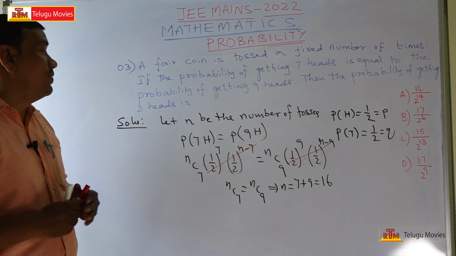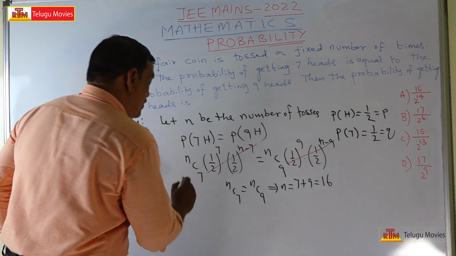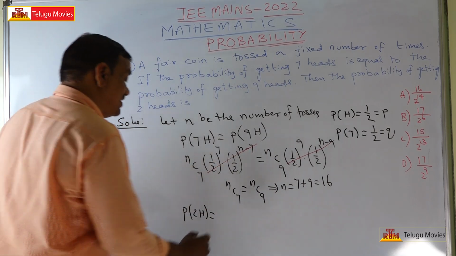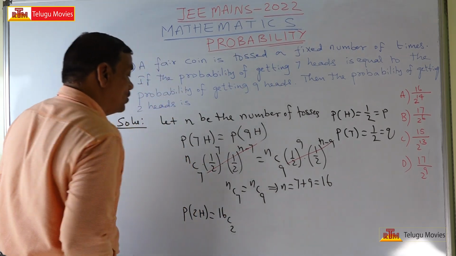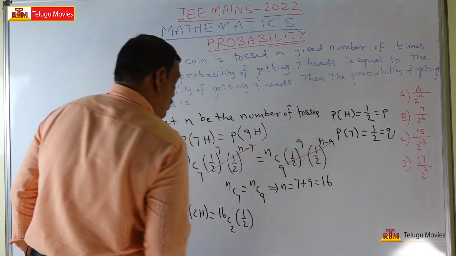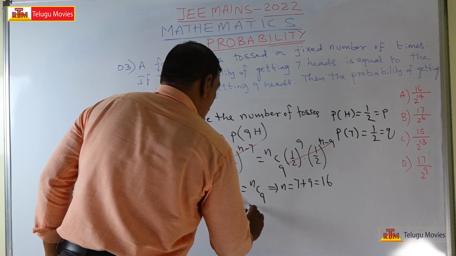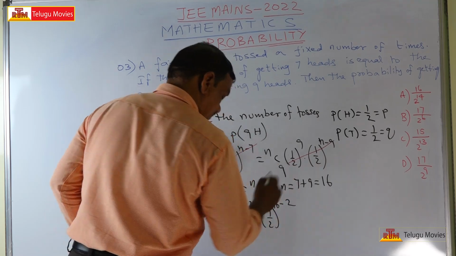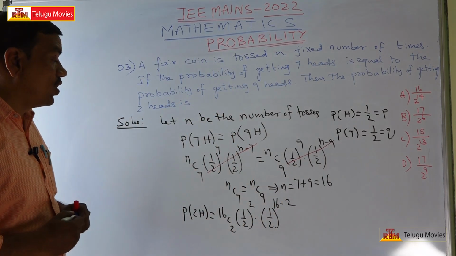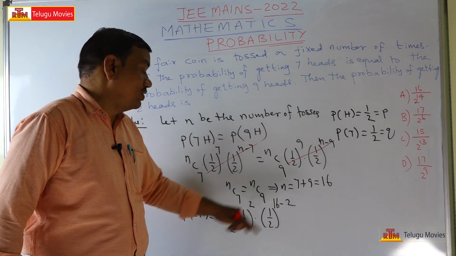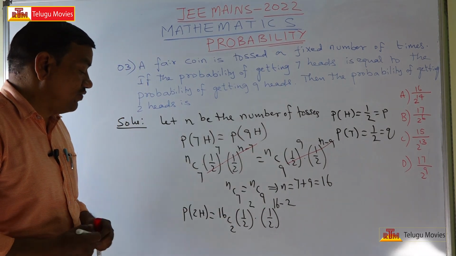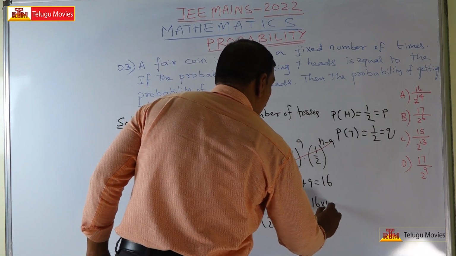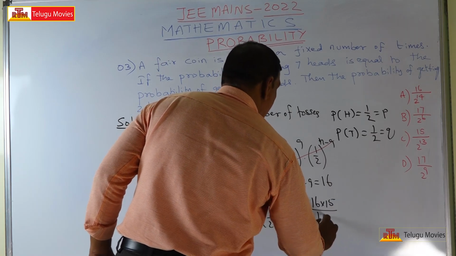Now he is asking the probability of getting 2 heads. The probability of getting 2 heads is given by, with n equal to 16, 16C2 into (1/2)^2 into (1/2)^(16-2). If you calculate the values, the 16C2 value is 16 into 15 by 1 into 2.